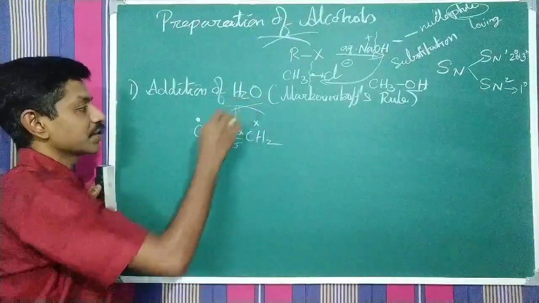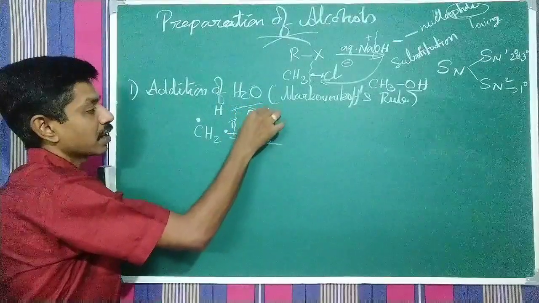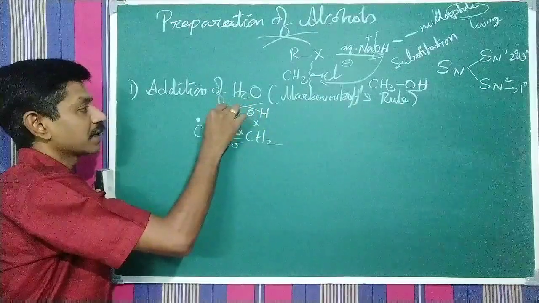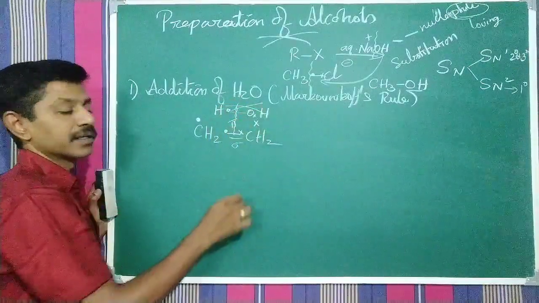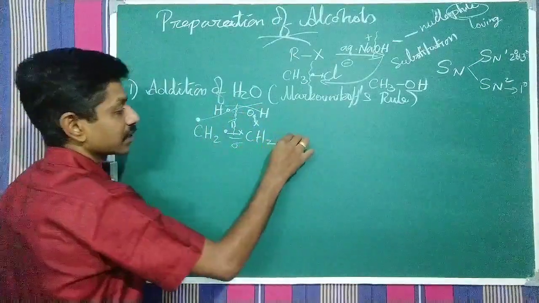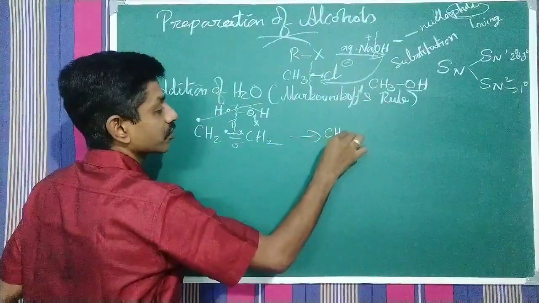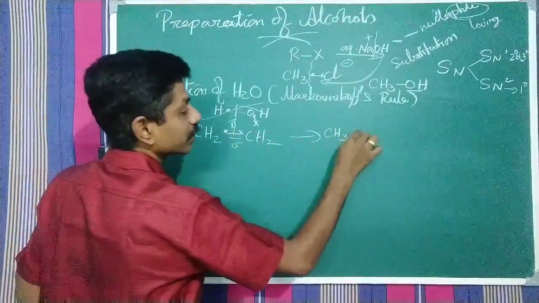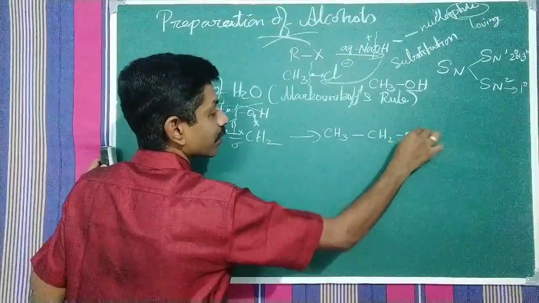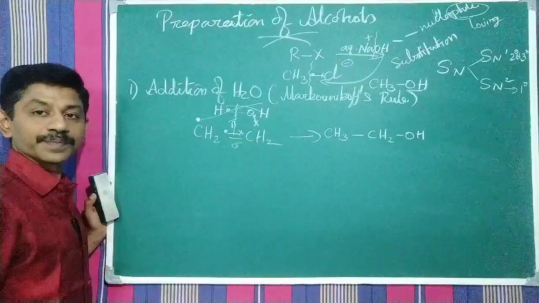The formula of water is H2O, and H2O I can write as H and OH. See how simple chemistry is. By breaking the bond here also, you get one electron and one electron here. Thereby, these two will join and these two will join. And the resulting compound will be CH2 with one hydrogen becomes CH3. The double bond will be converted into a single bond. A CH2 group is available and OH is available. And this is a very easy way we can prepare an alcohol.